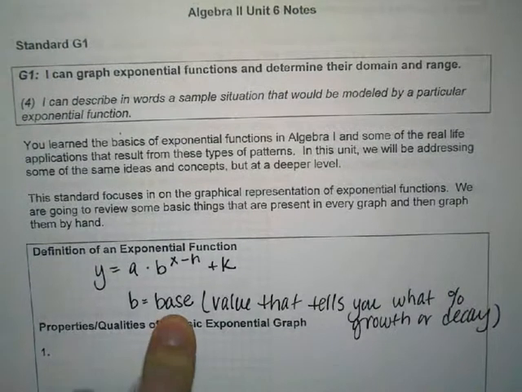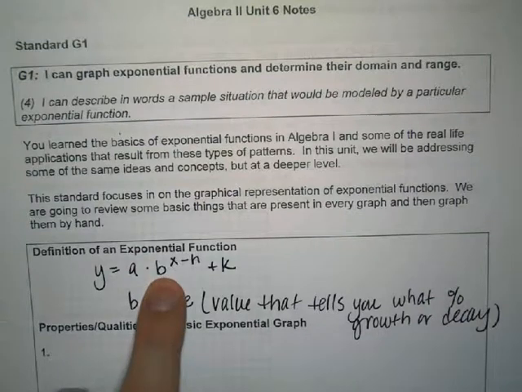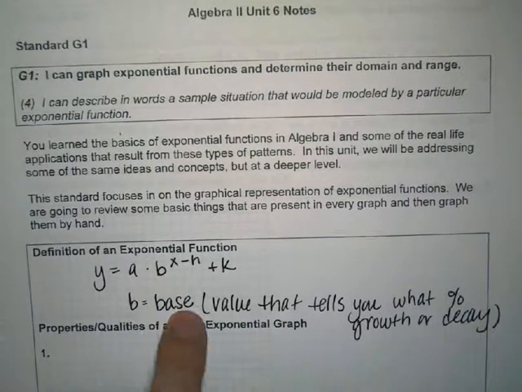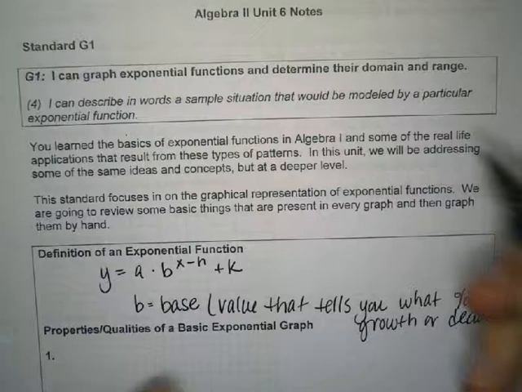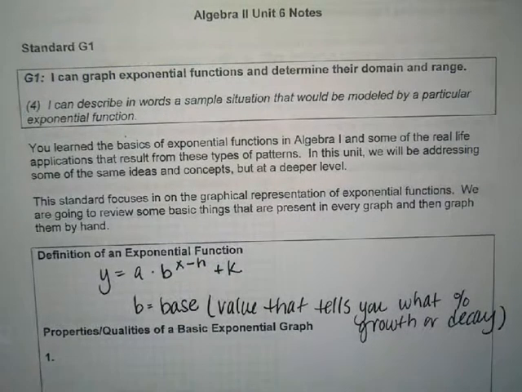For example, in the book that we read about the rice, our base was 2 because the situation was doubling. So if our situation's tripling, then that would be a 3. So it tells you what's going on percentage-wise if it's doubling, tripling, halving, or whatever. The H moves your graph left or right, and then K moves your graph up and down.